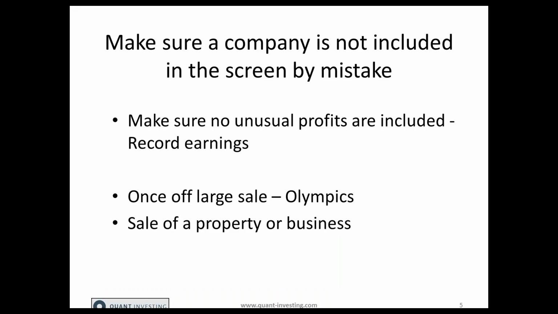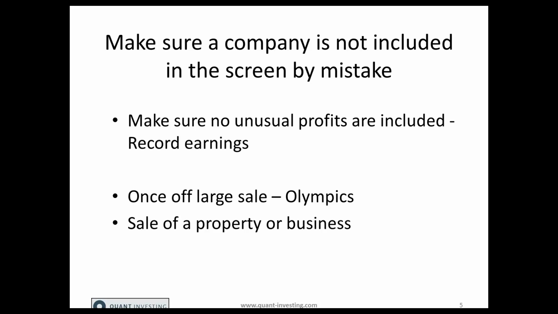How to make sure that a company is not included in the screener by mistake. Let me just explain the principle. The screener makes use of historical financial data, the most up-to-date financial reports of the company, of course, but it looks at the current share price. So what you want to do is make sure that in the historical profits that the screener looks at to value the company, there are not any items that make the profits look higher than they would normally be. Two items, for example, is a large one-off sale.